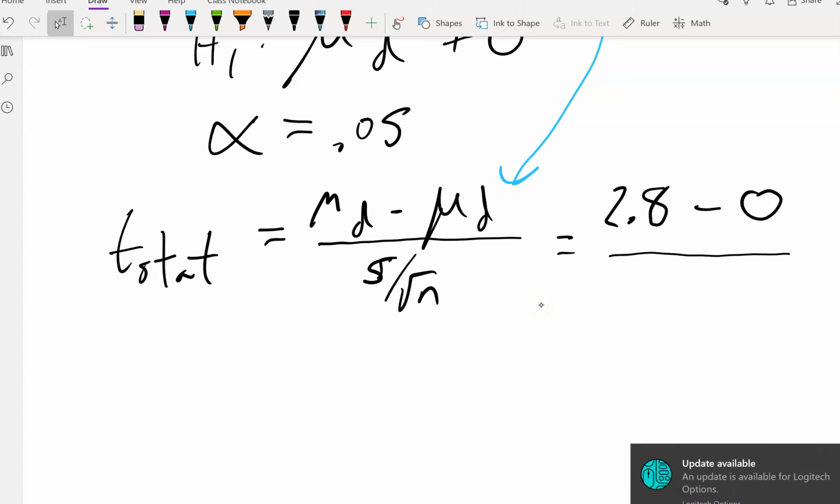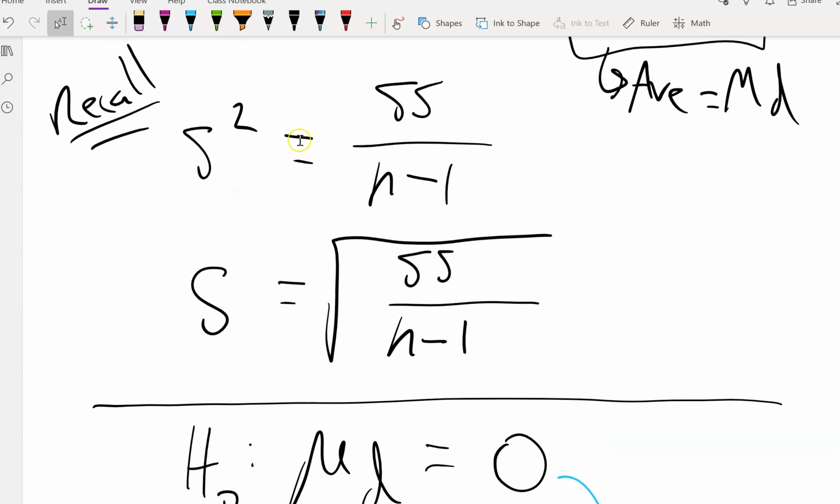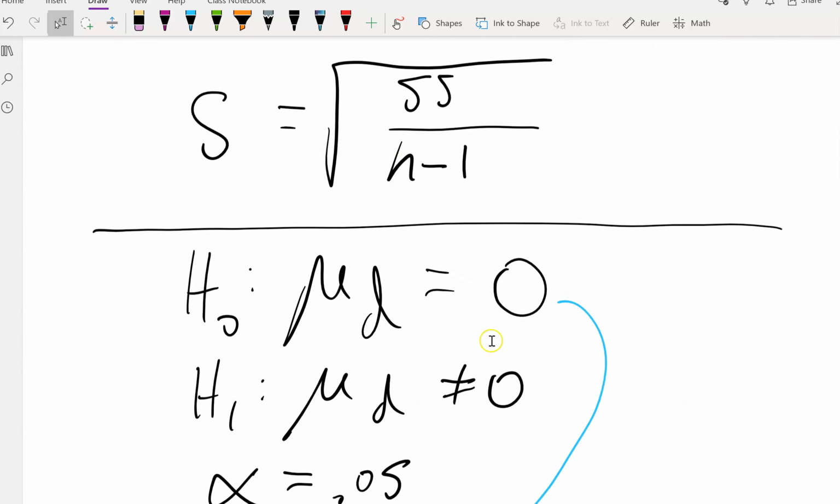Now what's S over radical N? Well, S is the standard deviation. They didn't give me the standard deviation. They gave me the sum of squares. That's why I needed a little review knowledge right here. The standard deviation is equal to the square root of the sum of squares divided by n minus 1. Luck would have it, they gave us the sum of squares, and we know what n minus 1 is, so we just crank that formula out.